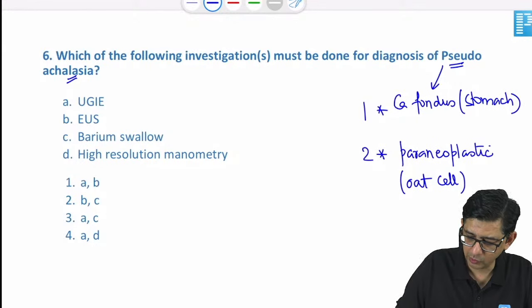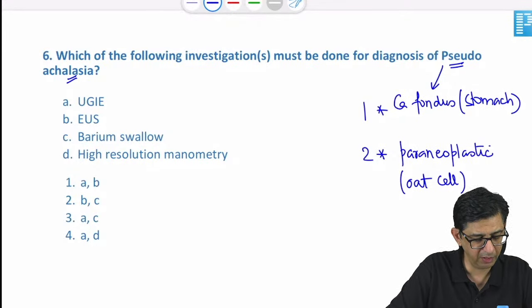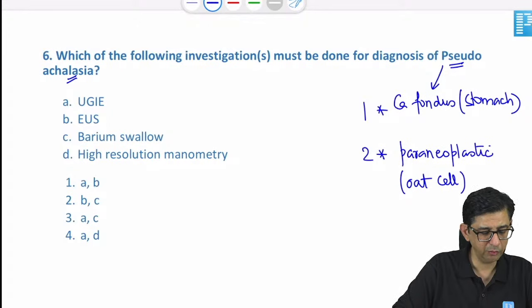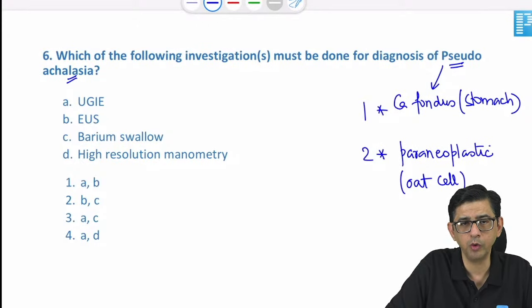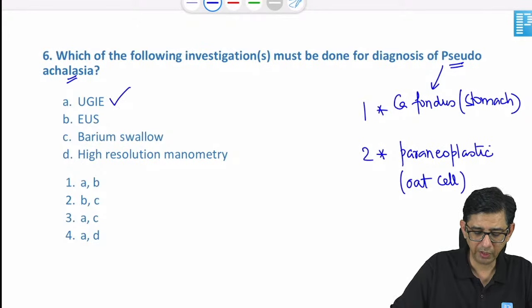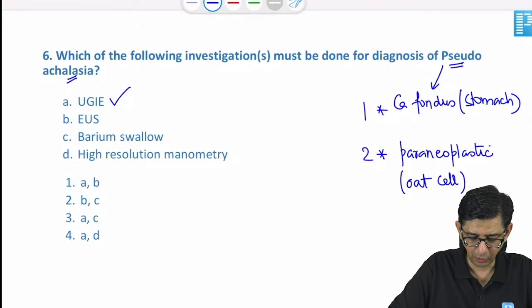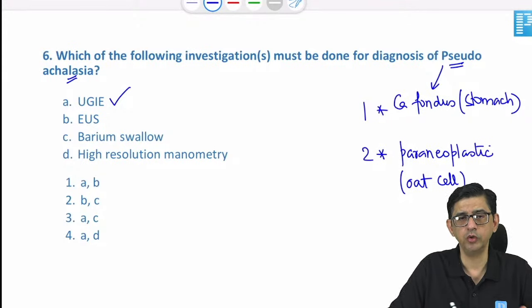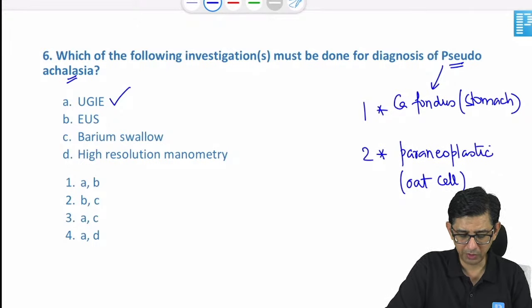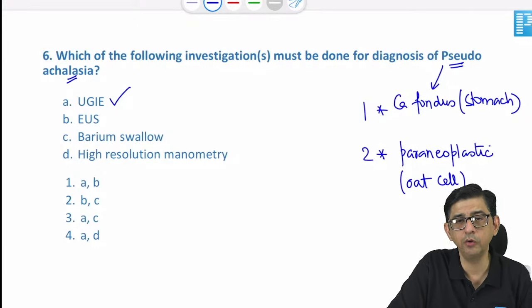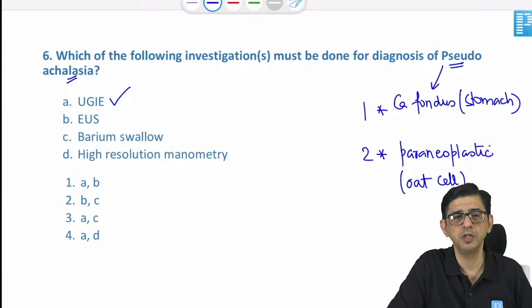So I need to do an endoscopy in any case, and that would be secondary achalasia. That's a more appropriately put term. So to detect any cancer, I will have to do an upper GI endoscopy in this case. Option A is anyway selected out of the options. In the majority of the options you can see option A is present, and then we need to select something more reasonable subsequently.